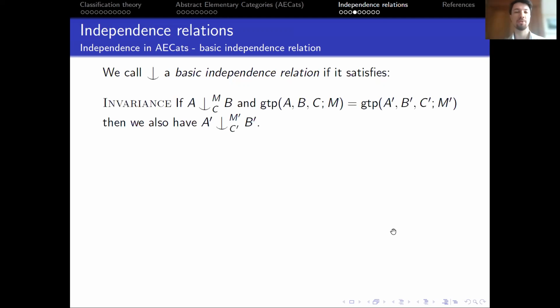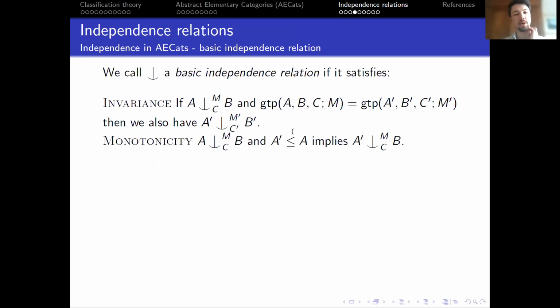So we have invariance. It's invariant under having the same Galois type. That means that if A is independent from B over C, and ABC has the same Galois type as A', B', C', then A' is also independent from B' over C'. Monotonicity, so we have seen this one before, although I think I did it on the other side, but whatever. So if A is independent from B, and A' is below A, then A' is independent from B.